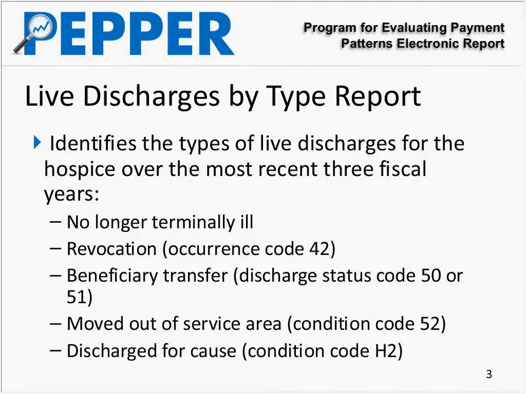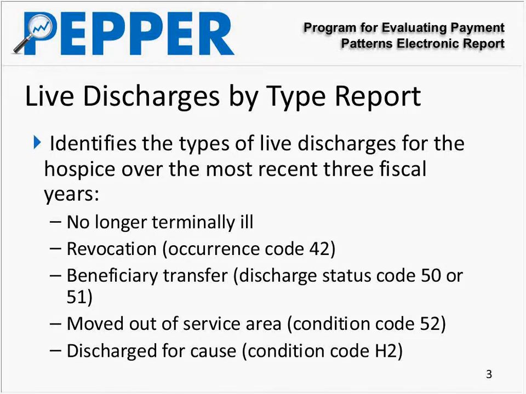Now, starting with the Q4 FY16 version of the Hospice Pepper, we are also including a Live Discharges by Type report. And this report will identify the types of live discharges for the hospice over the most recent 3 fiscal years. So essentially all 3 of the time periods included in the release of the Pepper are summarized, rolled up for this Live Discharges by Type report.